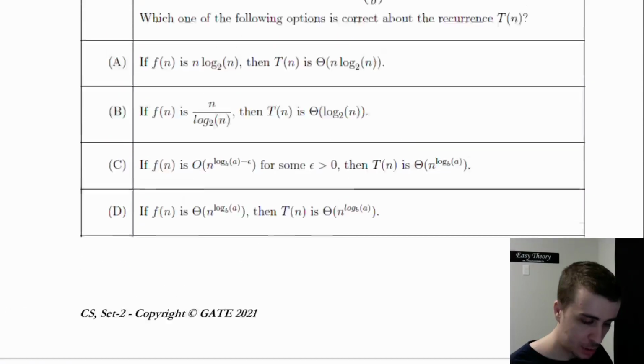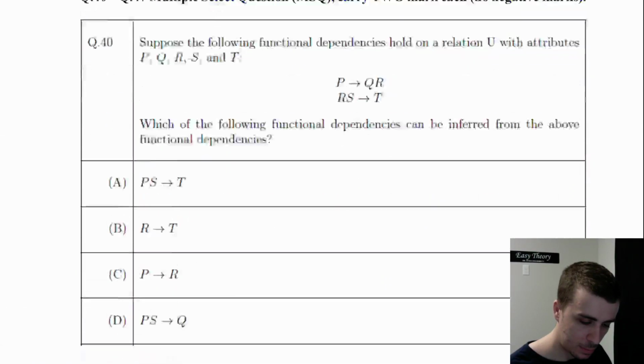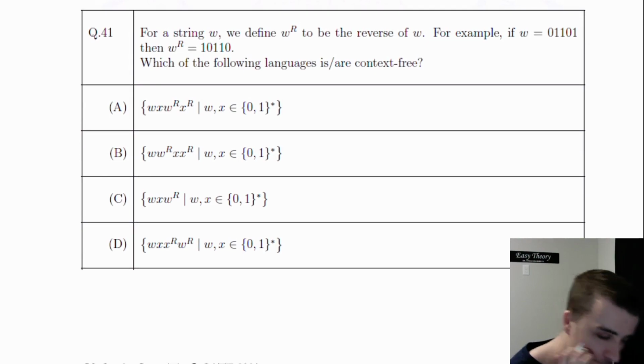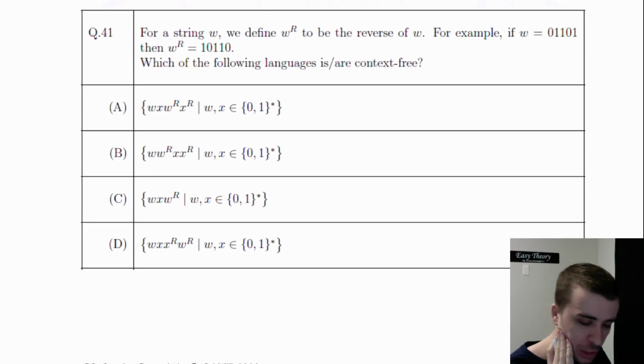Okay, so master theorem, dependencies. Okay, so for a string w, to find the reverse of that w, yep. Which of the following is context-free?